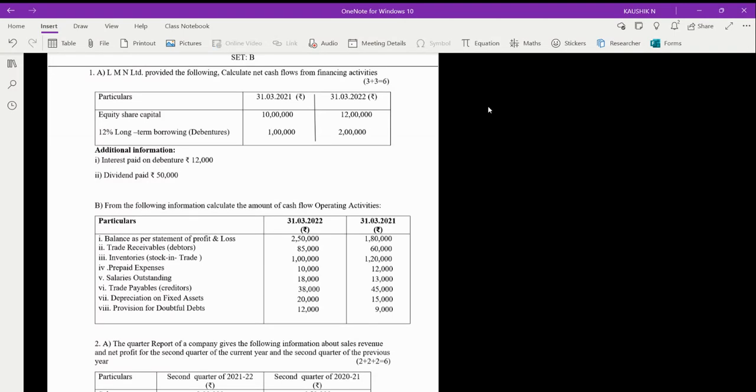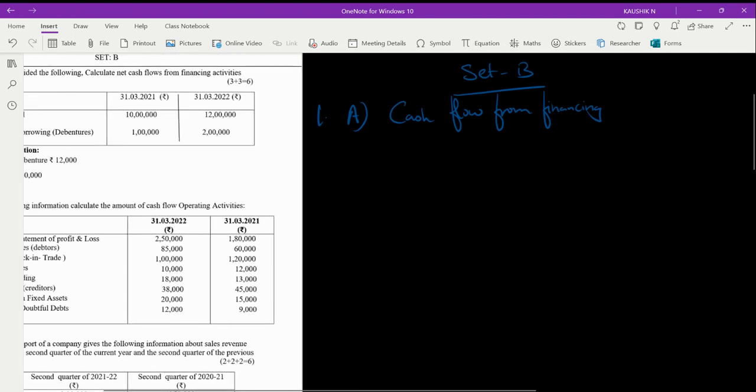So, first step, write the set what you are working on. It is set B, right? So, set B, first question and A subdivision. Okay. So, write the heading cash flow from financing activities.